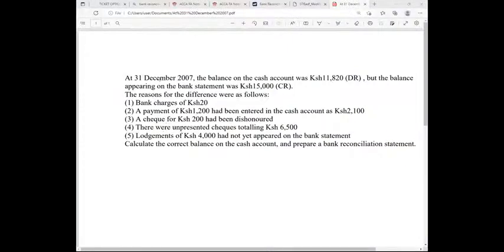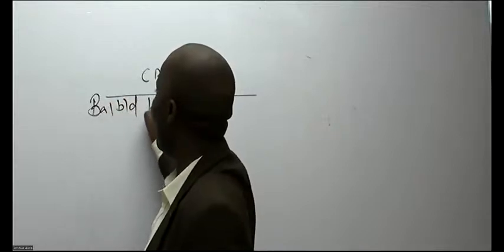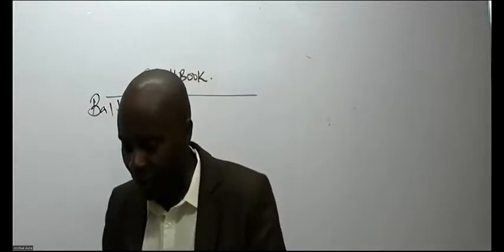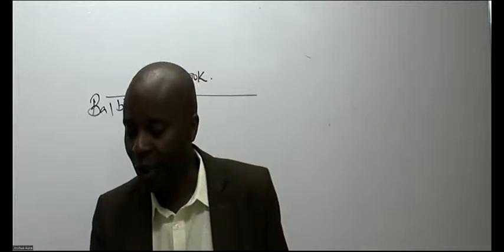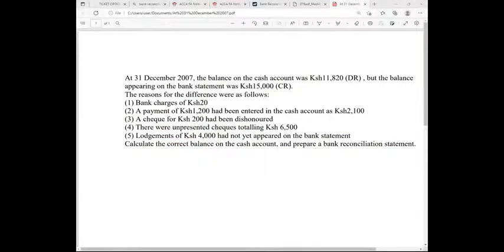So, as of 31st December 07, the balance on the cash account, the same as the cash book, was 11,820. So this is debit. So we have here balance brought down. I've forgotten the figure now. As age is catching up, you forget very fast. 11,820.